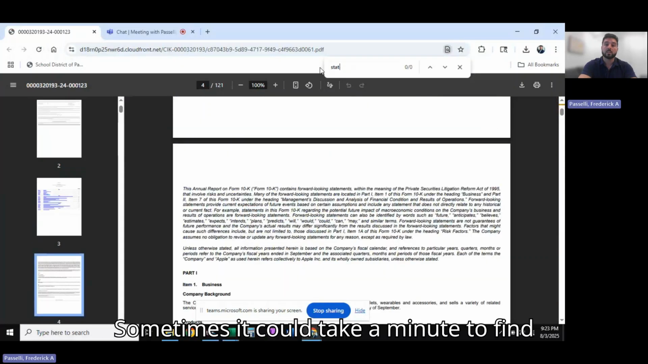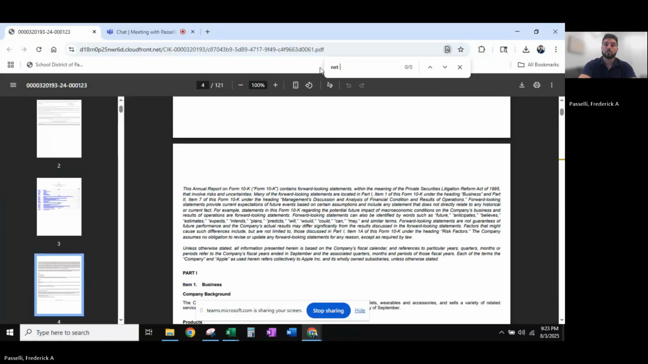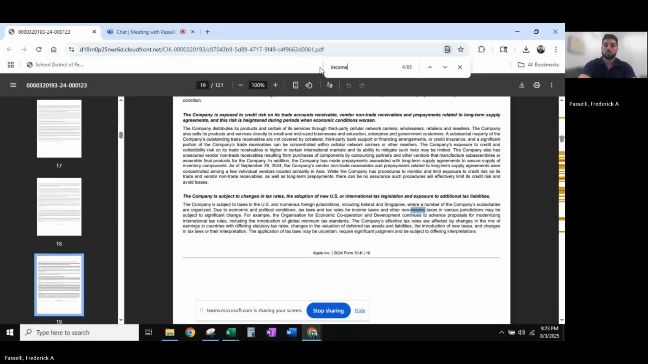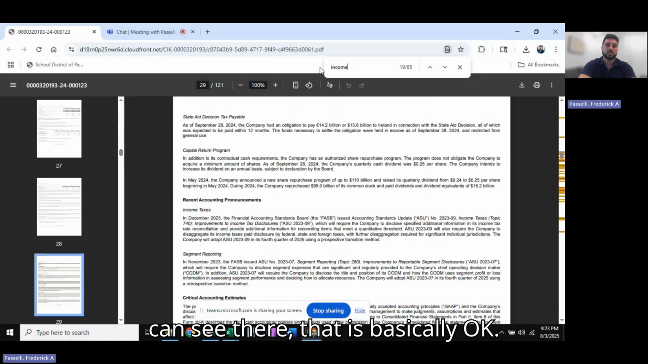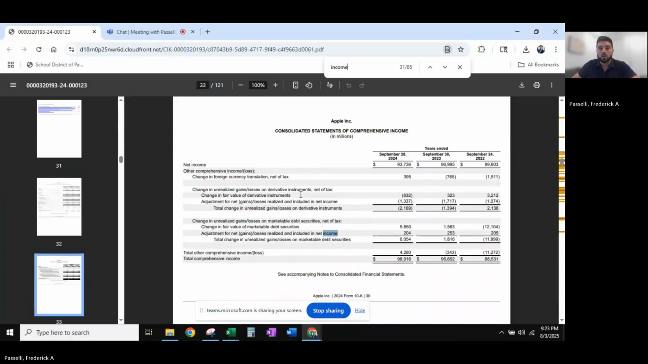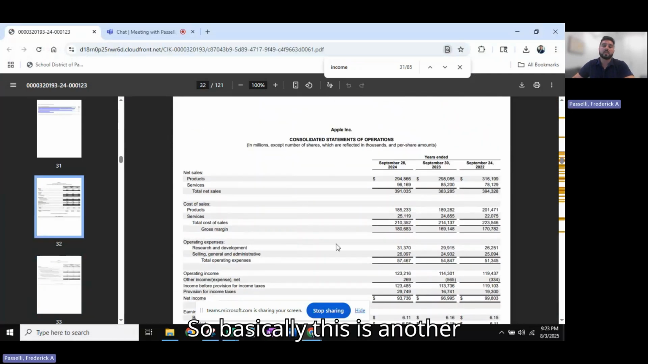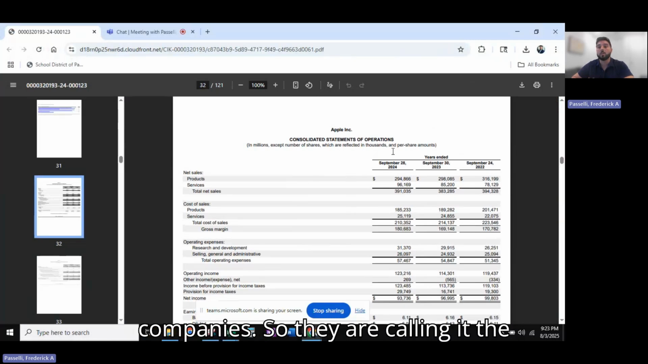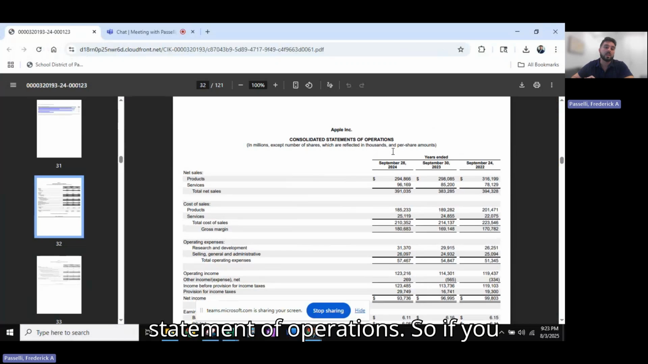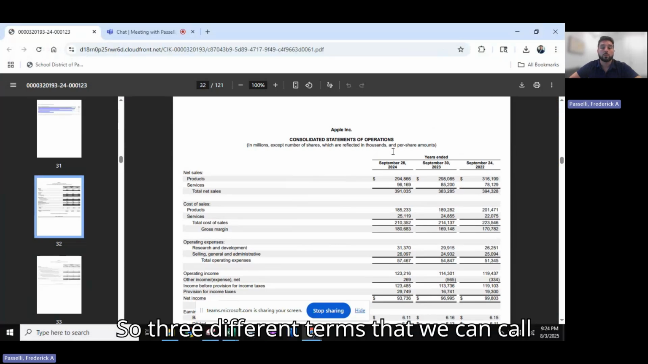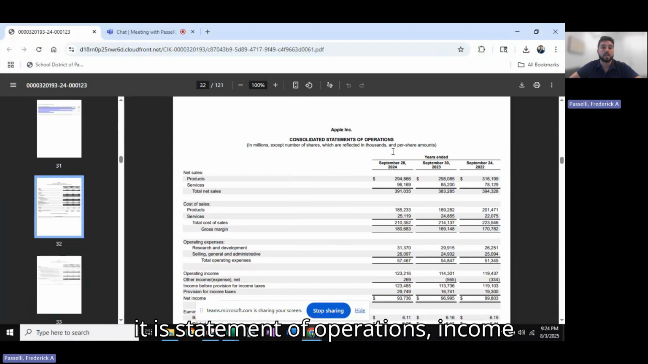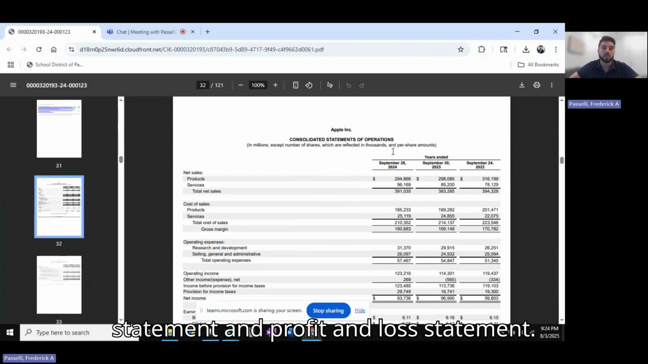Sometimes it could take a minute to find some of these. So, provisions for income taxes, as you can see there. Basically, this is another term that can be used for income statement. Sometimes it is used by bigger companies, so they are calling it the statement of operations. If you ever see that term, it could basically just mean income statement. So three different terms that we can call it are statement of operations, income statement, and profit and loss statement.